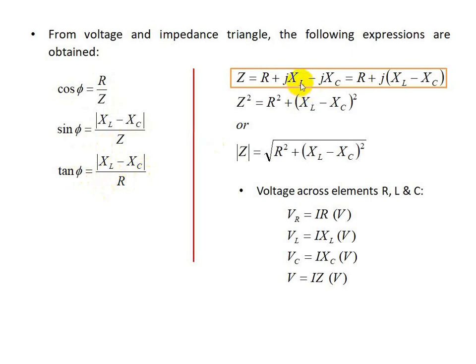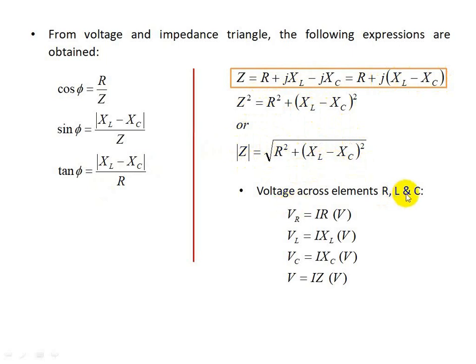So the impedance in rectangular form can be written as R plus, for inductive reactance, plus jXL, for capacitive reactance, minus jXC. So this in turn can be written as R plus j into XL minus XC. So the magnitude, Z square, is R square plus XL minus XC whole square, or the magnitude of Z will be under the root of R square plus XL minus XC whole square. This is the equation for impedance.